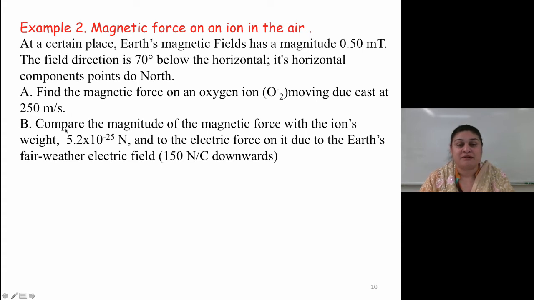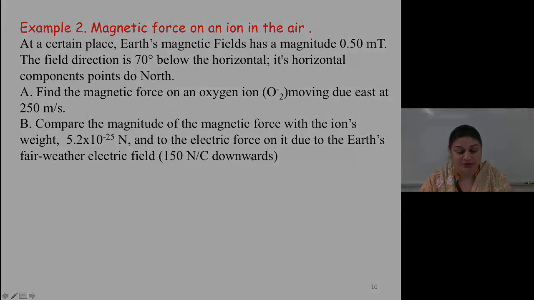Compare the magnitude of the magnetic force with the ion's weight, 5.2 times 10 to the minus 25 newtons, and to the electrical force on it due to the Earth's fair weather electric field, 115 newtons per coulomb downwards.